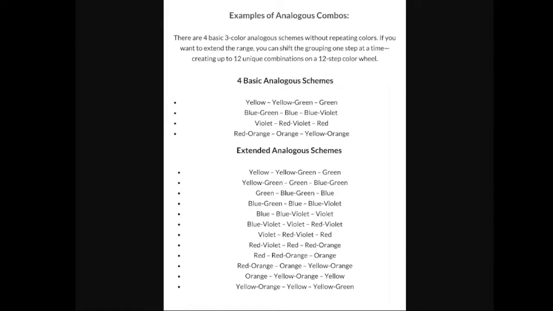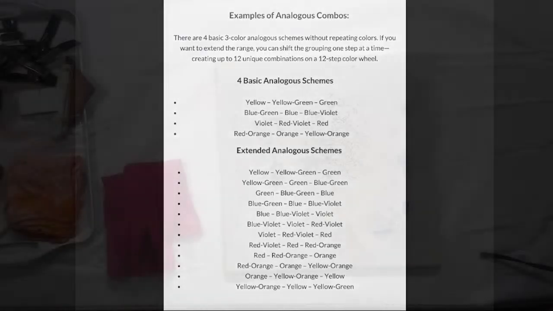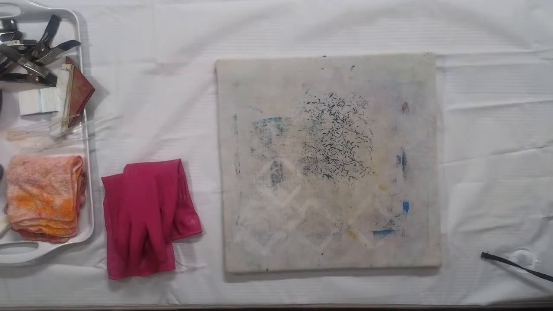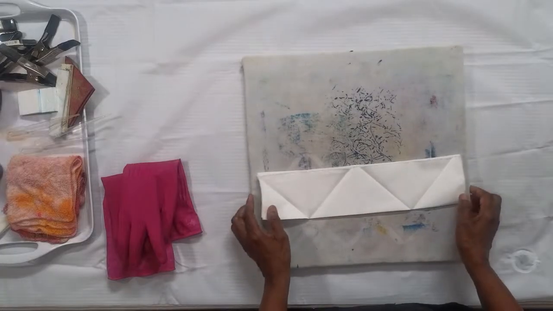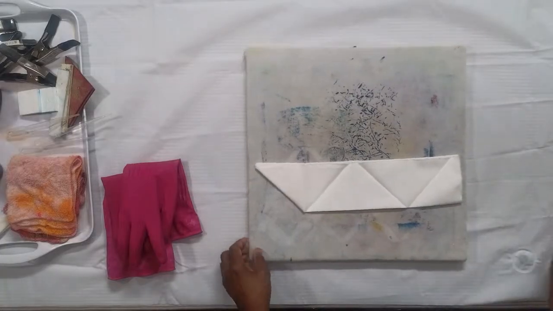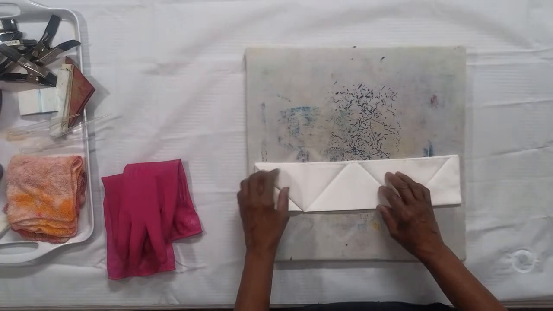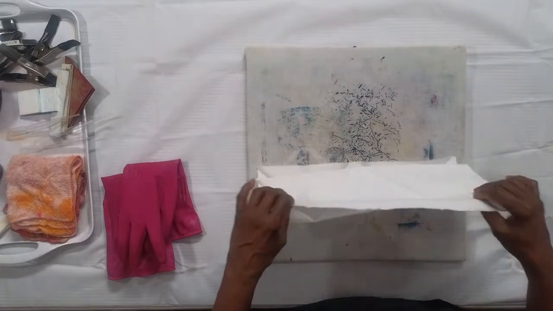So today, doing this series with analogous color schemes, we are working with a flag fold. So let me switch over. There we go. I've already pre-folded my fabric, but I'm going to unfold it and show you exactly how to do it.